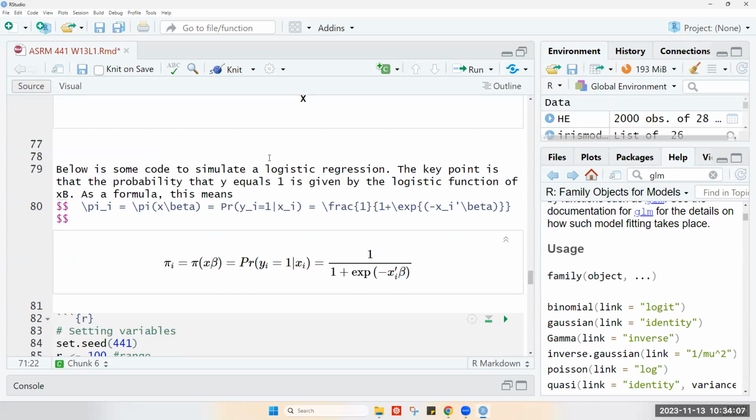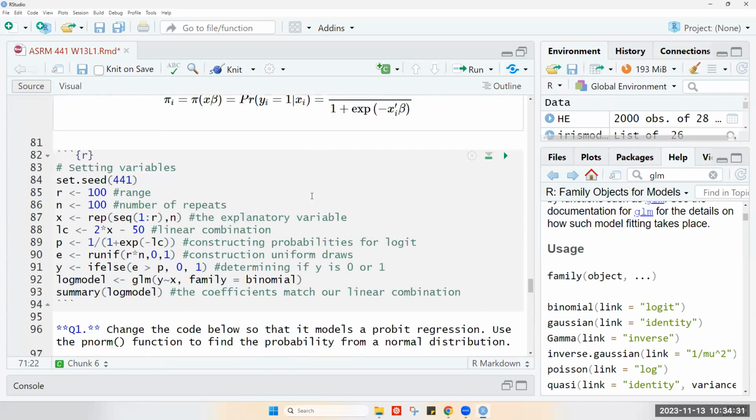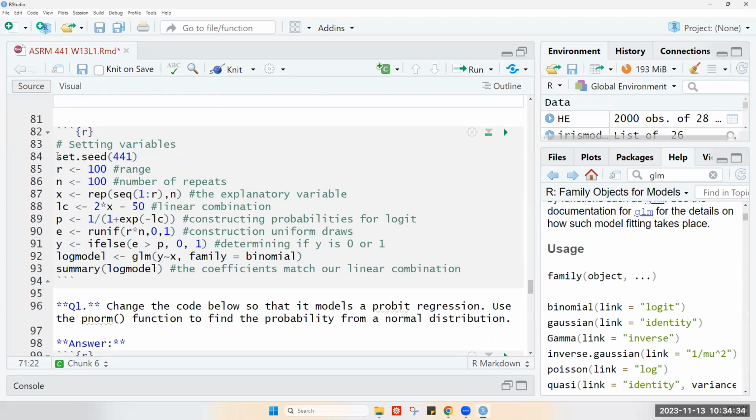All right. I then decided to simulate a logistic regression so that we get a better idea of what's going on here. So to simulate a logistic regression, the key point is that I need to use the logistic function to convert the linear combination into probabilities. So I want to go step by step here. First thing you do is set the seed. Then I set the range of x's, and I do a number of repeats. So what this means is that there's going to be 100 observations where x equals 1, 100 observations where x equals 2, up to 100 observations where x equals 100.